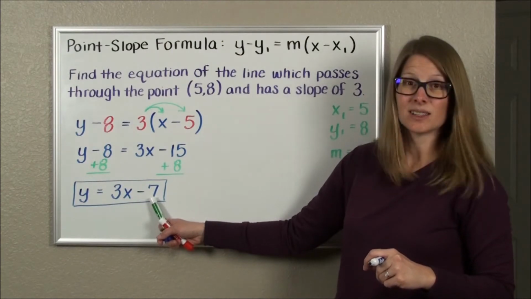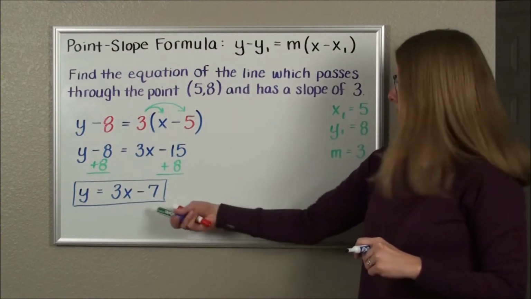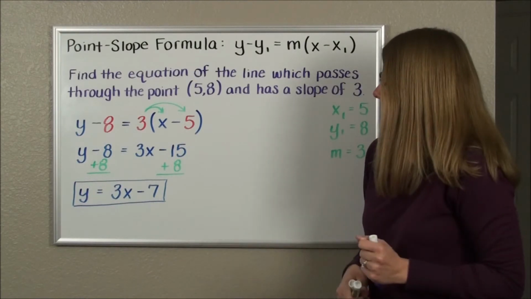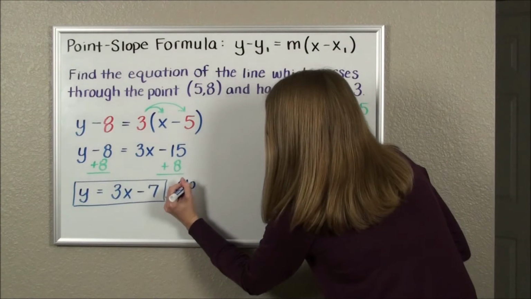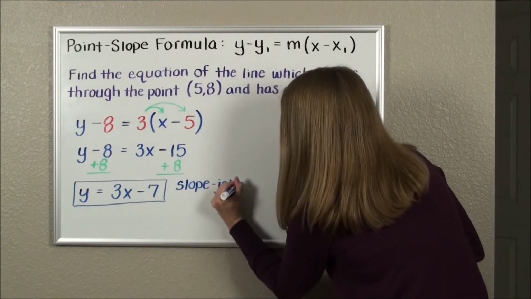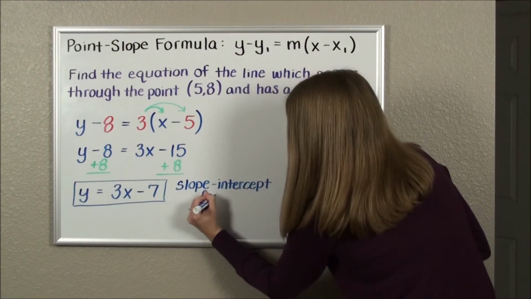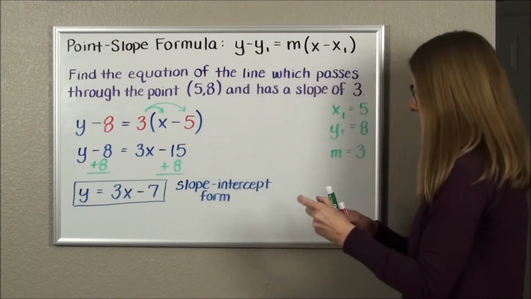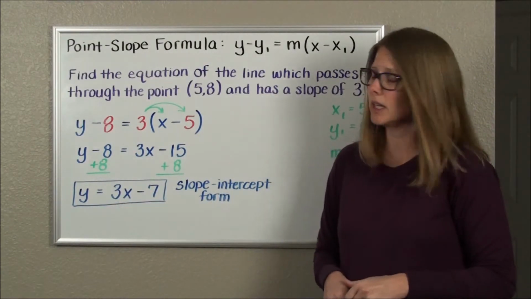We also can see that the y-intercept is negative 7. We just weren't given that information up front, but now we see it. So this is our slope-intercept form. We saw in the previous video, this is just one way to write the equation of a line, one format of writing it. And it's a nice format to use because we can use the y-intercept and the slope to get our graph really easily.